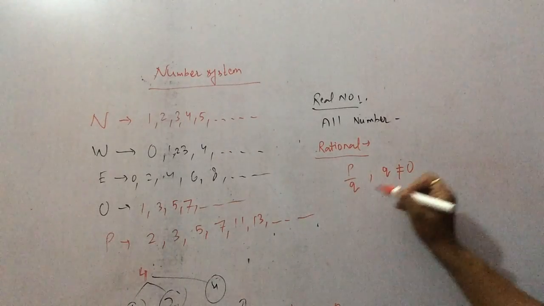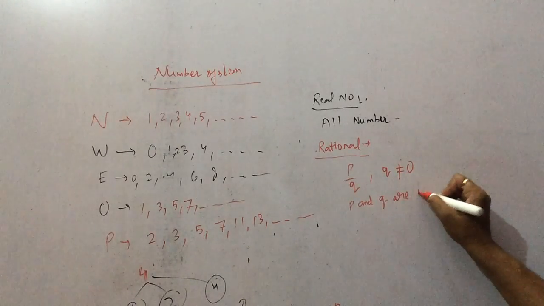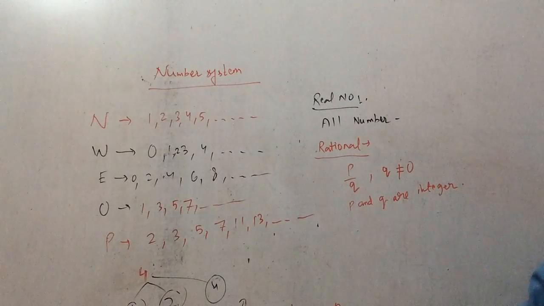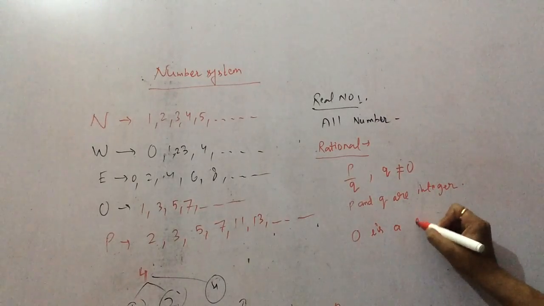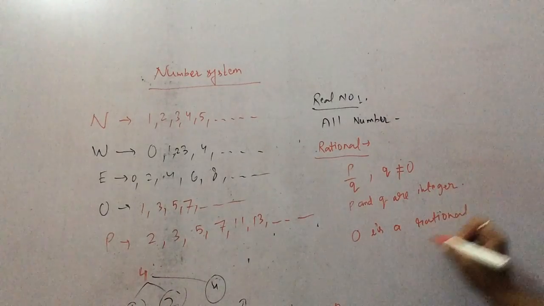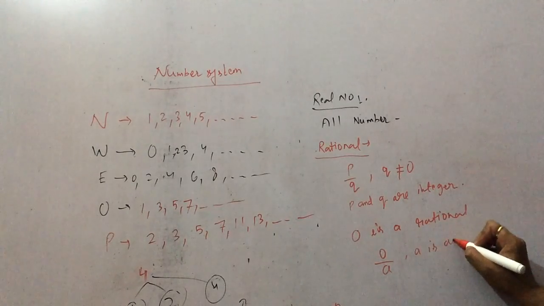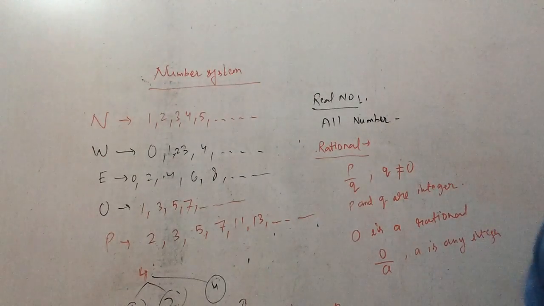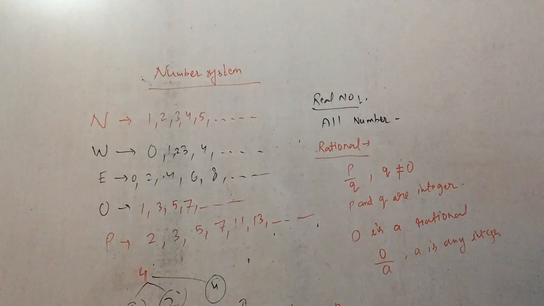And p and q are integers, and I have already explained integers to you. So what about 0? Yes, 0 is a rational number, because 0 can be written as 0 upon a, where a is any integer. Alright. So now let's move on to the irrational numbers.